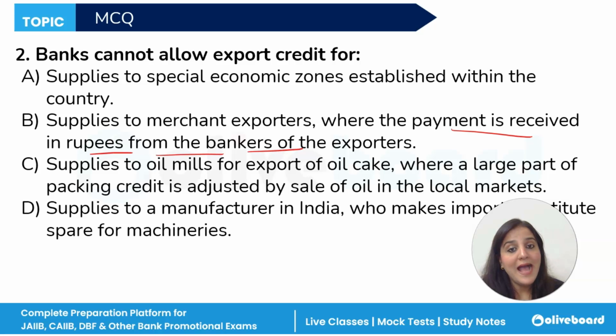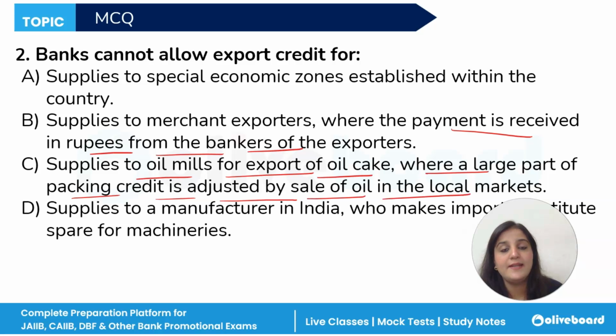And supplies to oil mills for export of oil cake, where a large part of packing credit is adjusted by sale of oil in the local markets. Here we can say that if the oil is sold locally and not for exports, this could pose a problem. Why? Because export credit can still be extended if the main intent is export. So banks cannot allow credit for supplies to a manufacturer in India who makes import substitute spare for machineries. Okay.